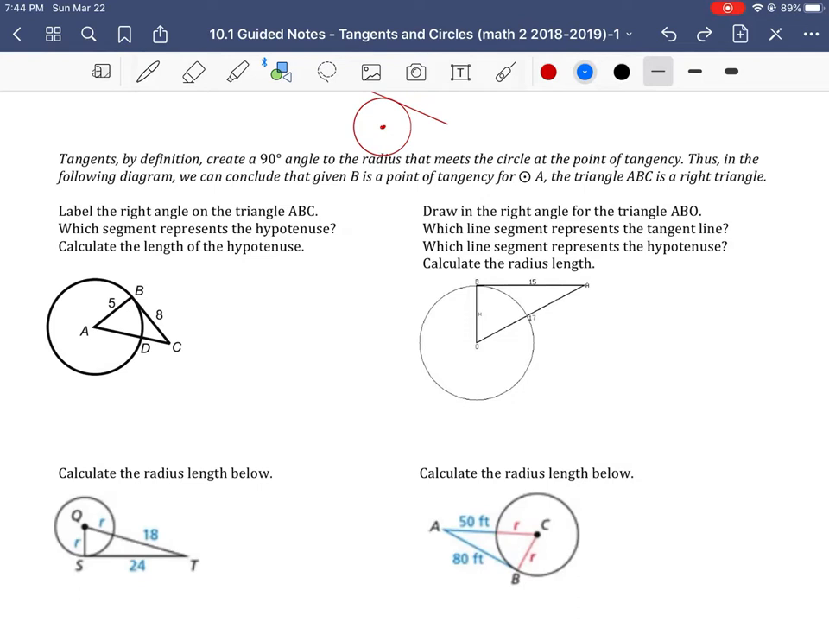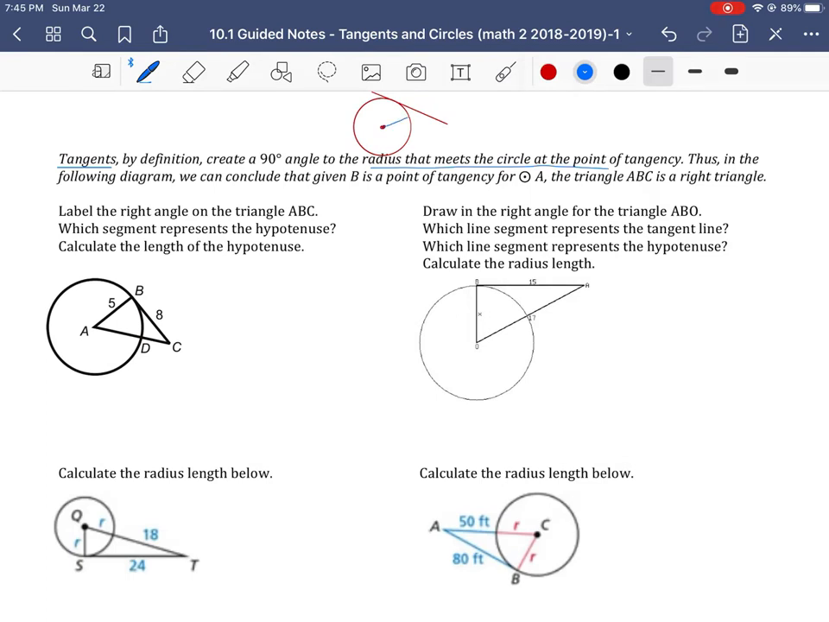So tangents, now not to be confused with the tangent function, which relates to sine and cosine. This one is just talking about the tangent line. So with geometry, we're just talking specifically about the line that touches the circle once. Notice here on the top, I've drawn a circle with a tangent line there at the top. Tangents, again, by definition, create a 90-degree angle to the radius that meets the circle at the point of tangency. So what does that mean?